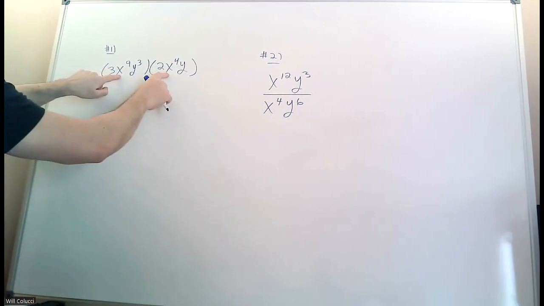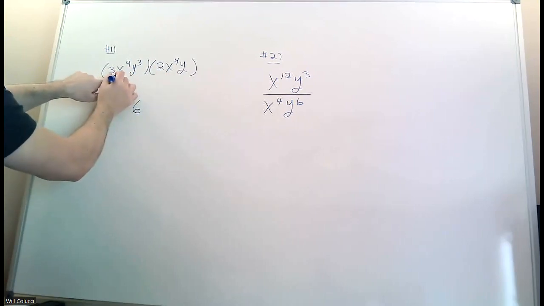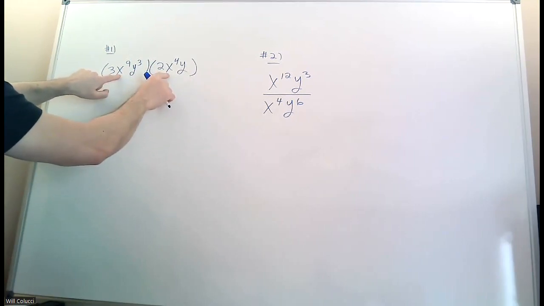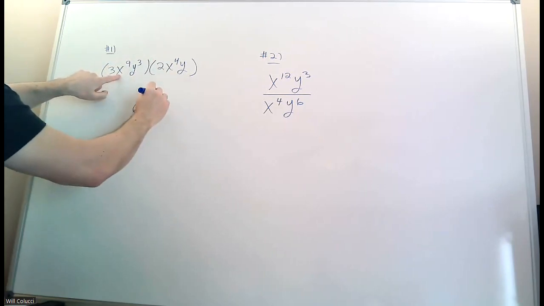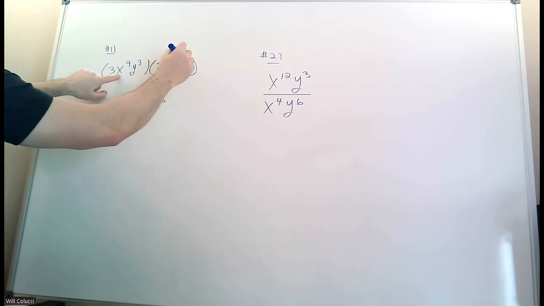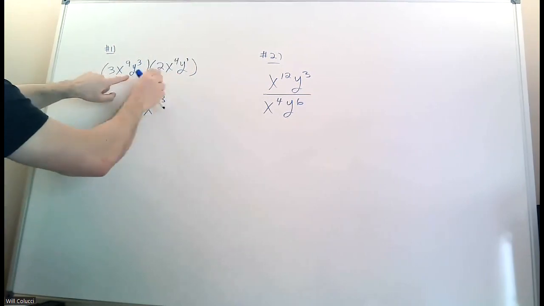Now, when you do x^9 times x^4, if you were to write them out, there's 9 of them there, and then 4 more. You're counting how many you're multiplying. So you have to add 9 and 4. It makes 13. Now, when there isn't a power, you have to put a 1 there. So you're doing y^3 times y^1.